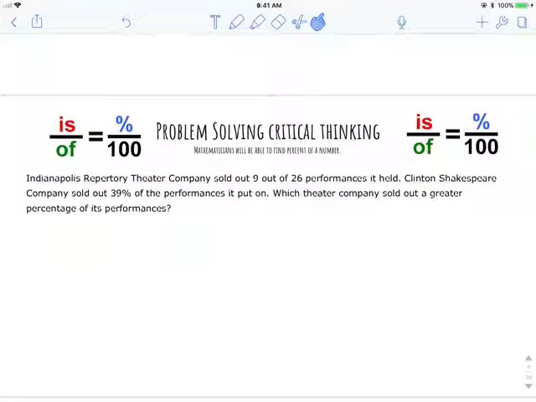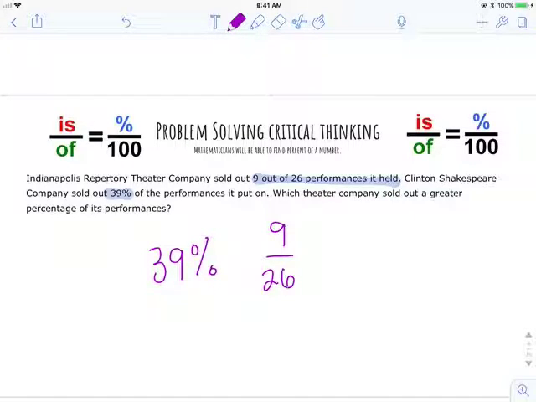All right, the Indianapolis Repertory Theater Company sold 9 out of 26 performances that it held. Clinton Shakespeare Company sold 39% of its performances it put on. Which theater company sold out the greater percentage? So we're looking to compare the 39% and the 9 out of 26. So this means you're going to have to take the 9 out of 26, change it into that decimal.